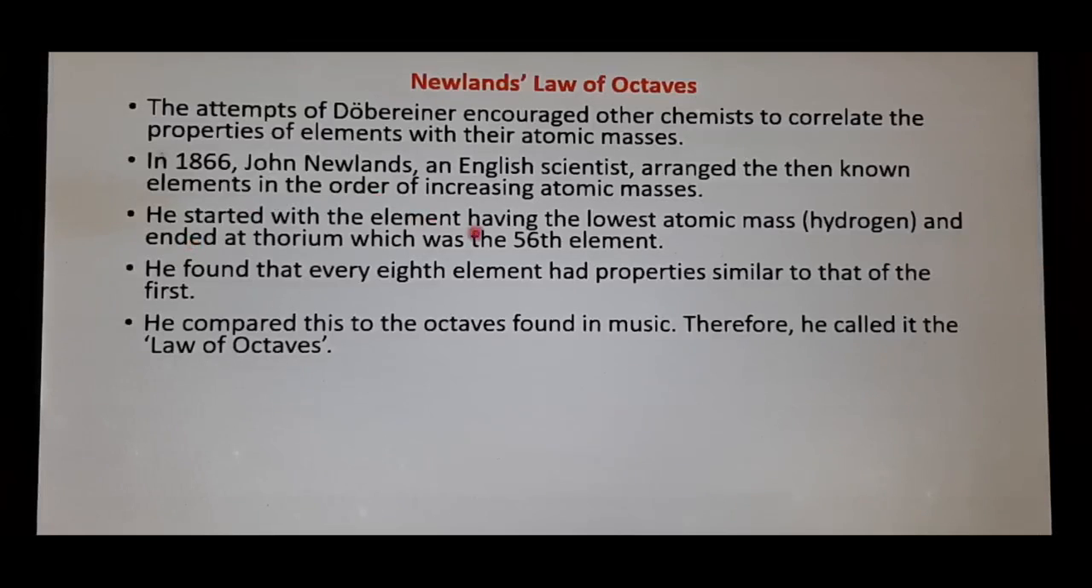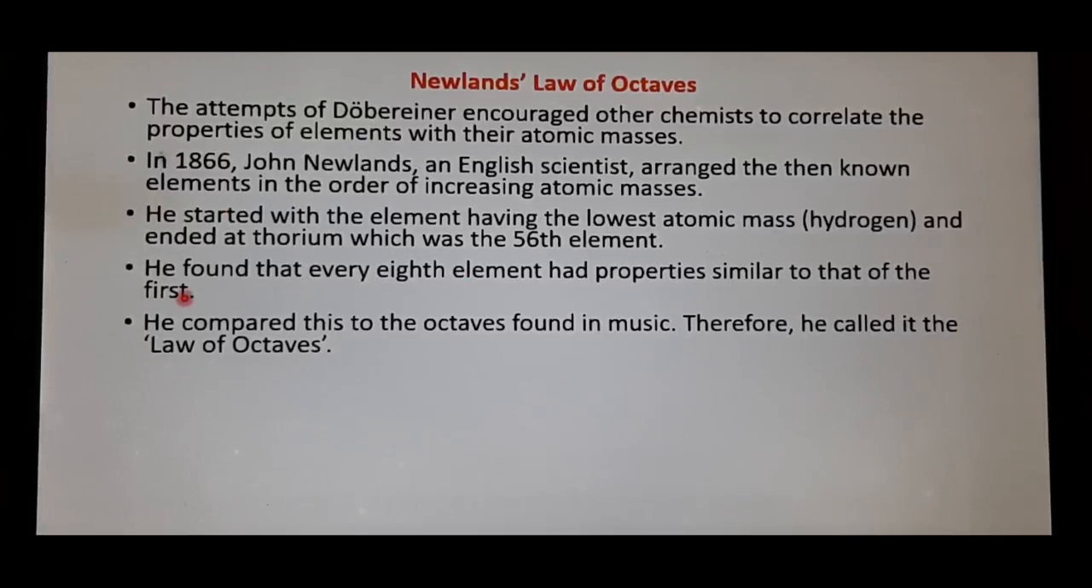He started with the element having the lowest atomic mass, which is hydrogen, and ended at thorium, which was the 56th element. So hydrogen was the lightest element and thorium the heaviest. He arranged all the elements in this order. He found that every 8th element had properties similar to the first one.